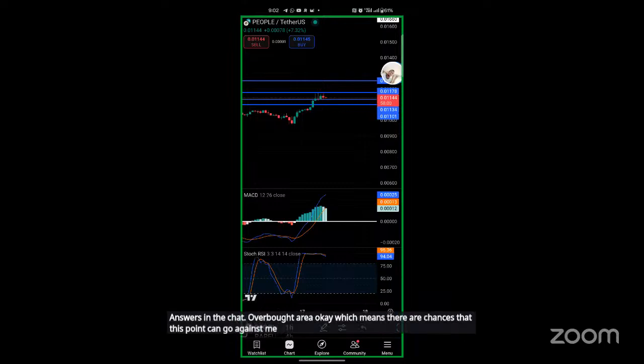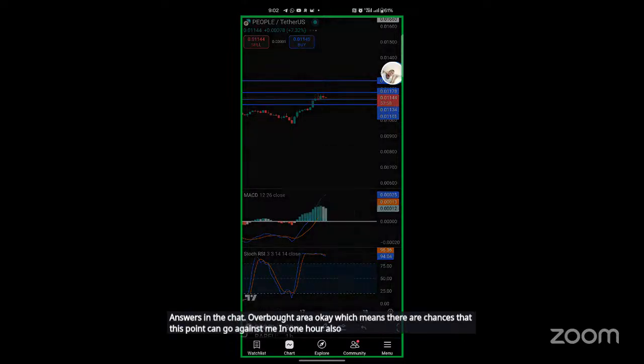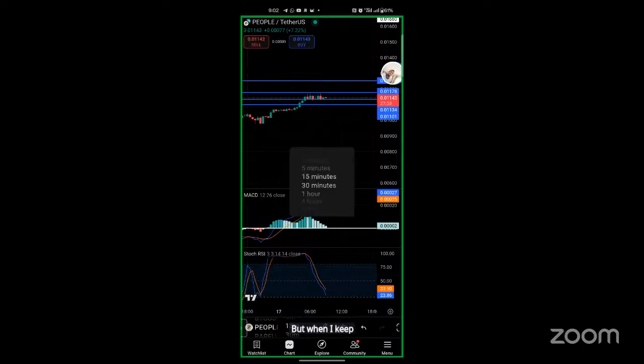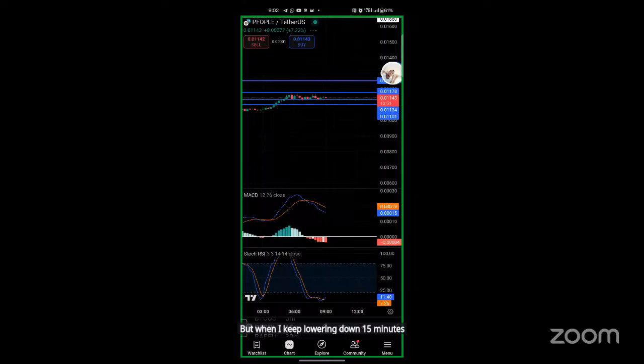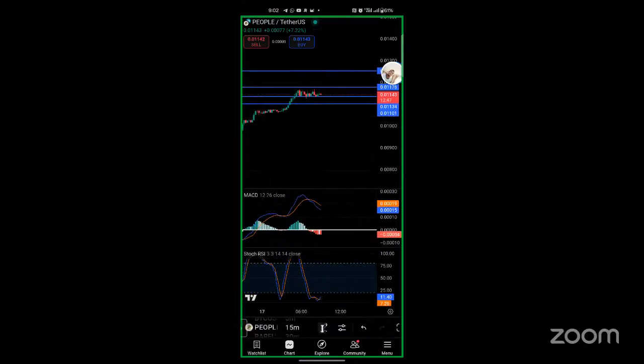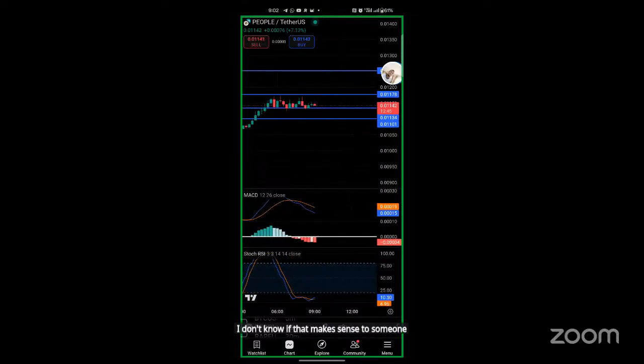In 1 hour, also overbought. But when I keep lowering down to 15 minutes, the coin is just starting. I don't know if that makes sense to someone. When I go back to 15 minutes, the coin is just starting to make moves.